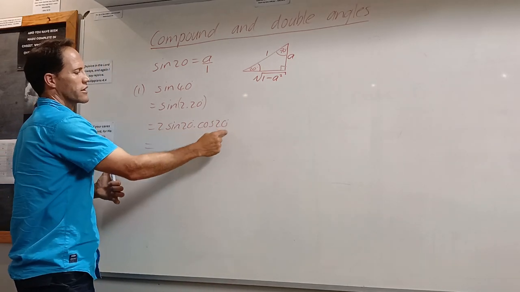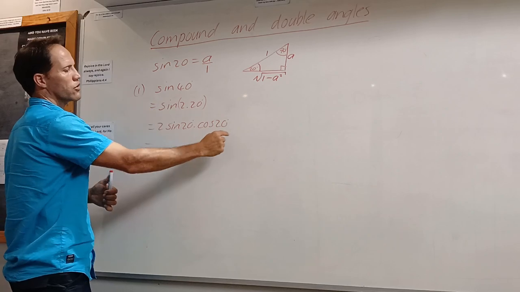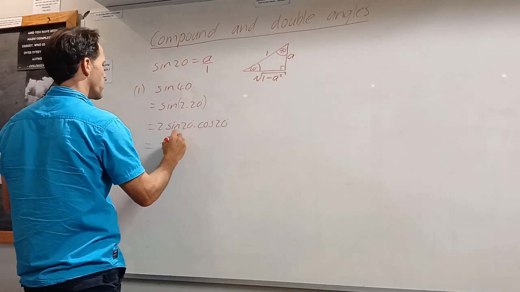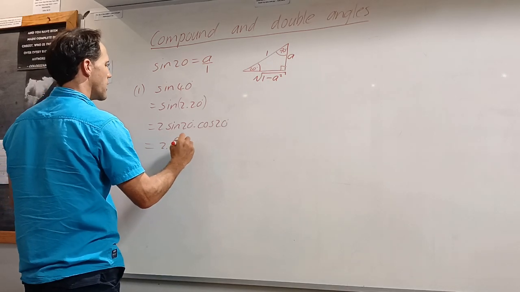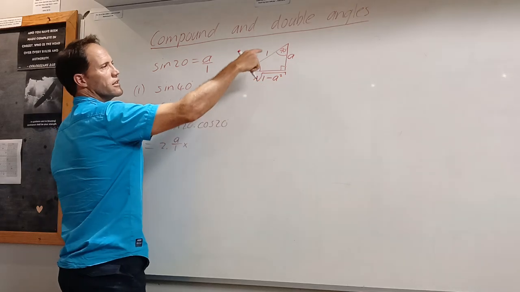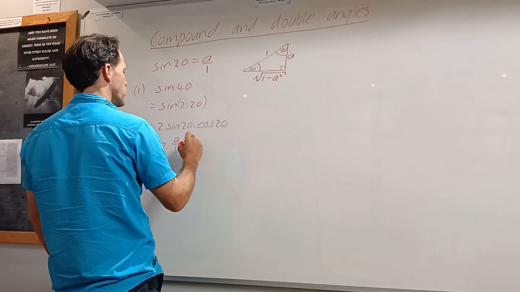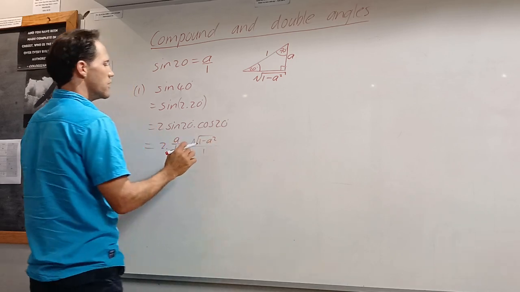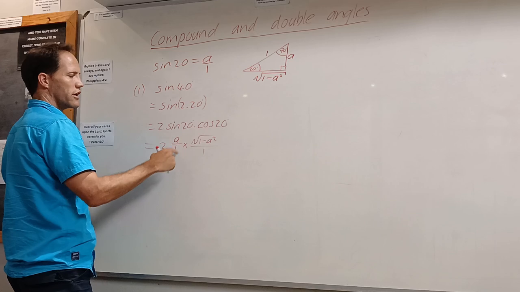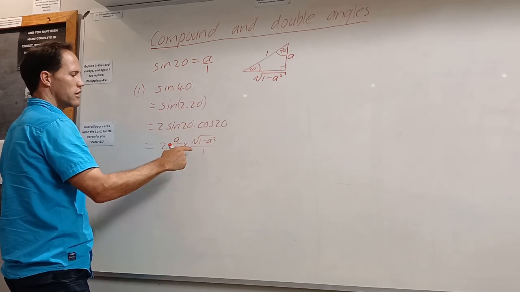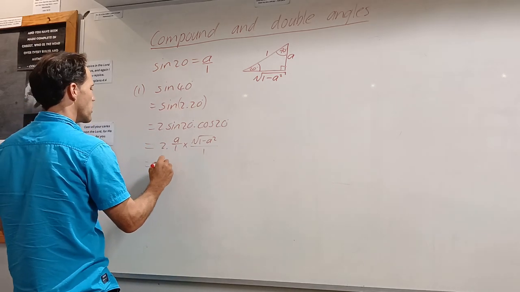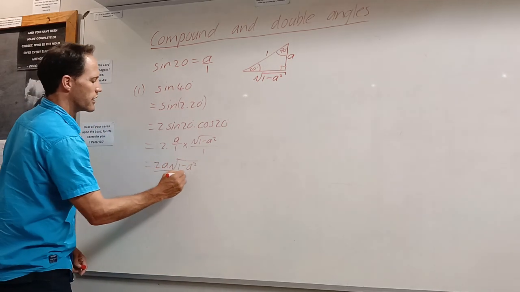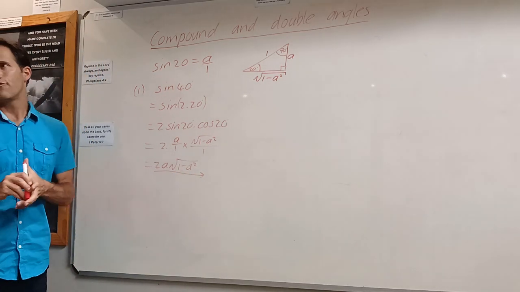2 sine x cos x. 2 sine 20 cos 20. And then sine 20 is A, so it's going to be 2 times A. We can make it A over 1. And then times cos 20 is adjacent over hypotenuse, so it's going to be square root of 1 minus A squared over 1. So we just substitute sine 20 and cos 20, and then you can simplify that. It's going to be 2A square root of 1 minus A squared. And you read it like that. That's your answer. That's sine 40.